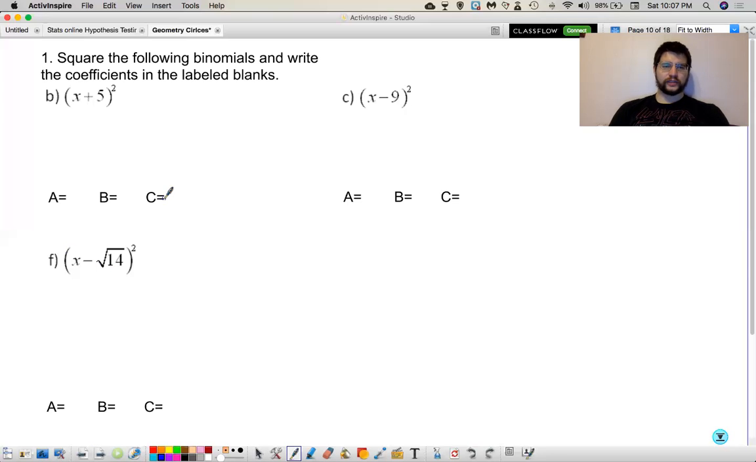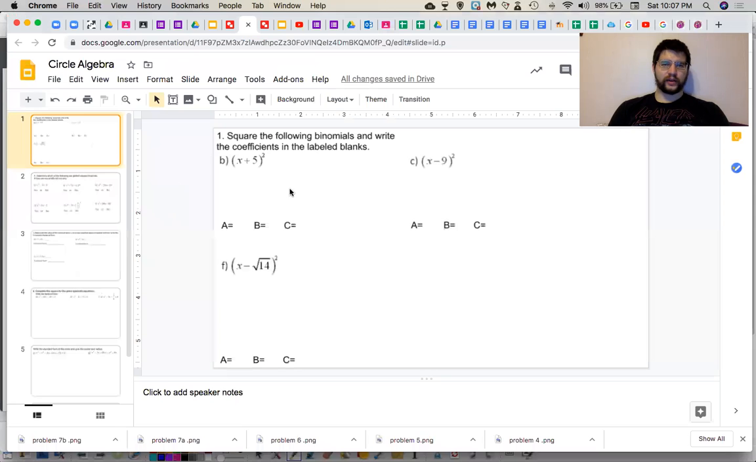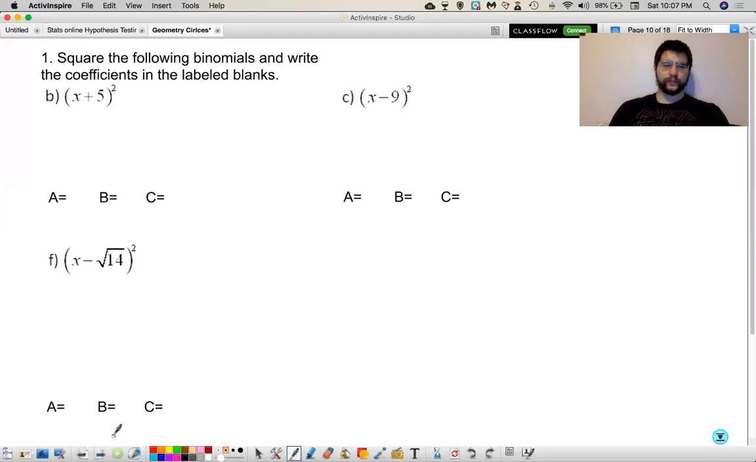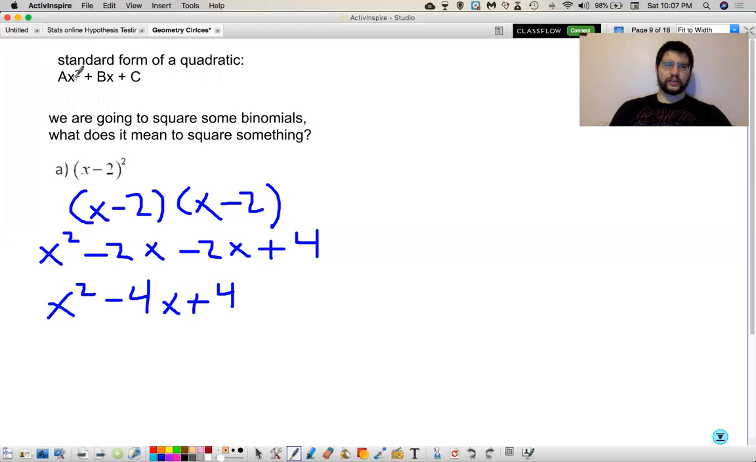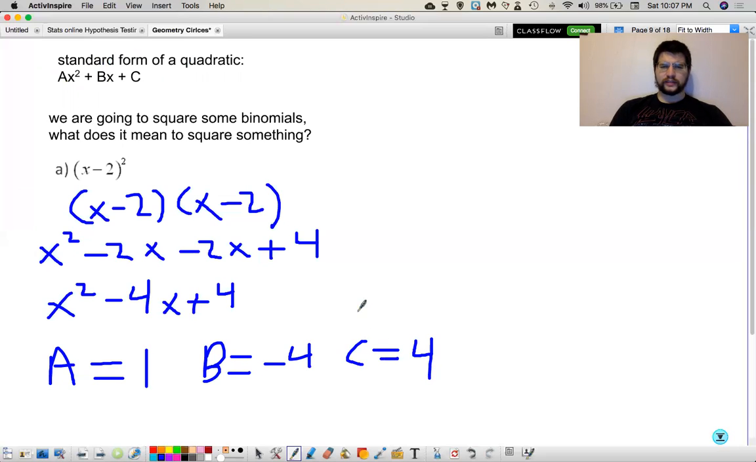So we're going to look at a few of those, and I'll show you how it'll be formatted on your screen. I'm going to get you to distribute that, and then I'm going to want you to write the A, the B, and the C. Remember, the quadratic is in the form ax squared plus bx plus c. So if we look here, A would be 1, B would be negative 4, and C would be 4. The reason we're going to look at these is because there's a nice little pattern between the B and the C that you can look at. We're going to use that to our advantage later.